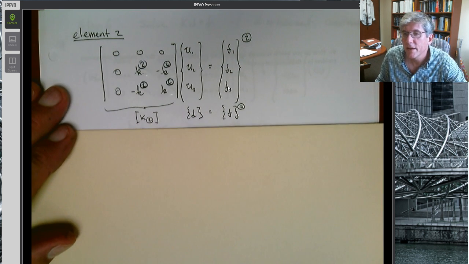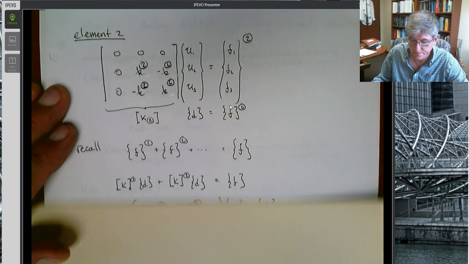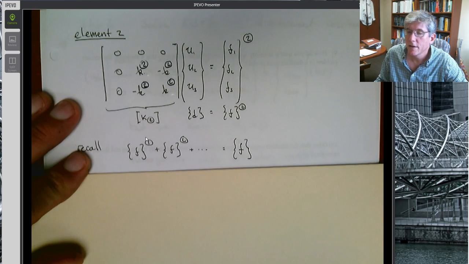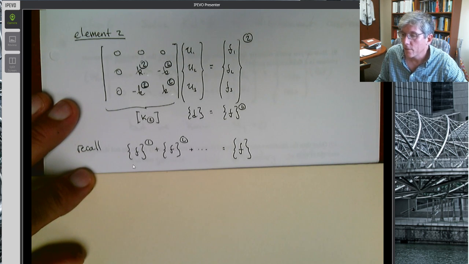But anyway, here are the stiffnesses from the second element, and this relates to the forces through the nodal displacements. So this is the force due to the stretching of the second element, basically the internal forces due to the stretching of the second element. So what we had before was a total sum of forces: forces due to the stretching of the first element plus forces due to the stretching of the second element, plus, if we had other elements, they would add in here. They have to sum up and equal the external forces. That's equilibrium.